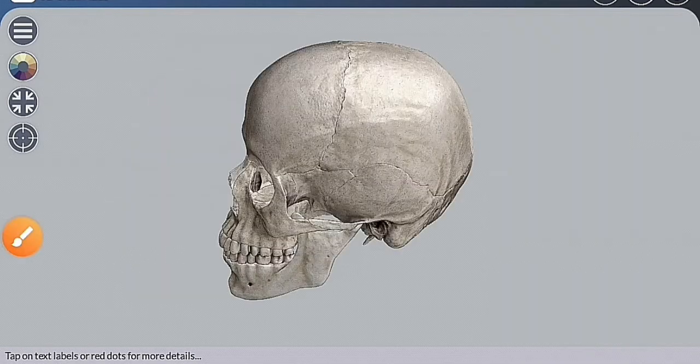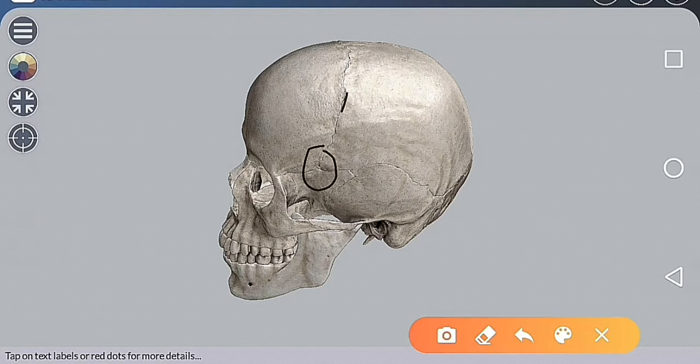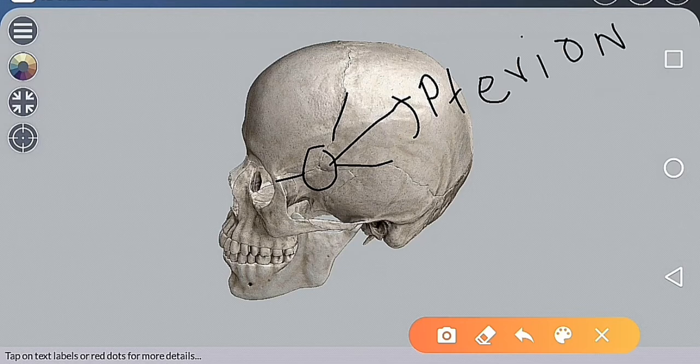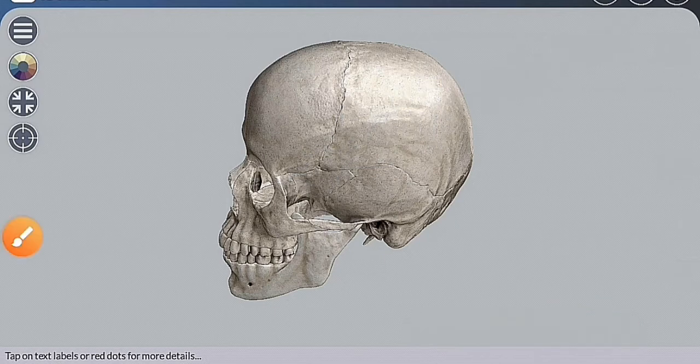Here we have the interesting structure called pterion. This is the structure where these three sutures meet at a point called pterion. This is the common structure which gets fractured during roadside accidents, which may rupture the artery leading to hemorrhage inside the skull, and it may lead to paralysis of the opposite side due to compression of the motor area of the brain.